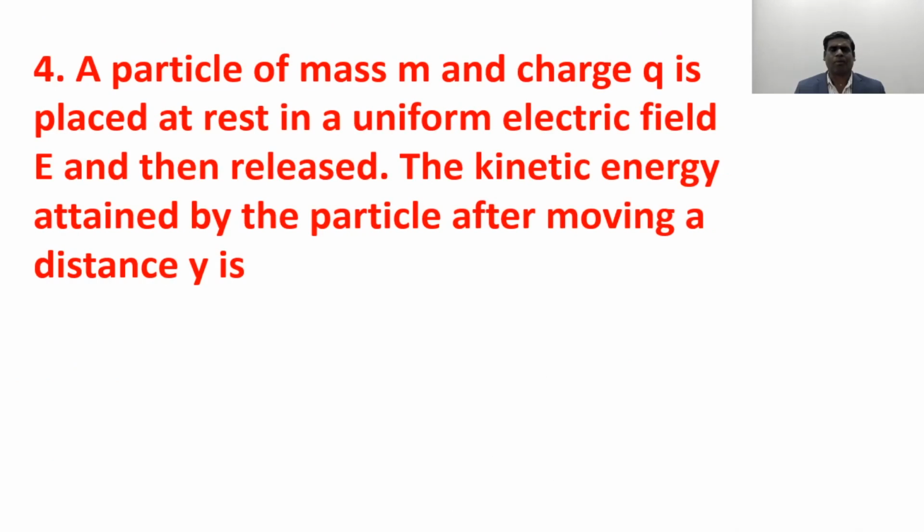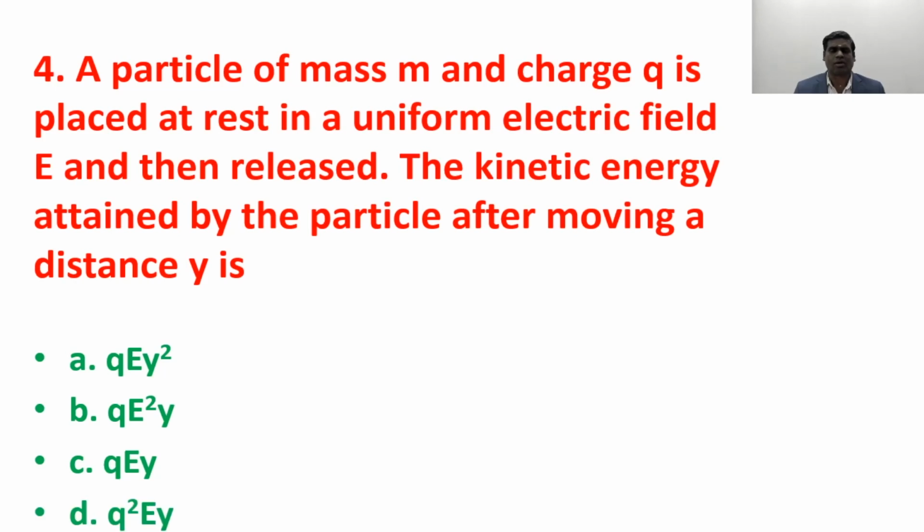Fourth question. A particle of mass m and charge q is placed at rest in a uniform electric field E and then released. The kinetic energy attained by the particle after moving a distance y is dash. Option A, q E y square. Option B, q E square y. Option C, q E y. Last option, q square E y. Here you want to find the kinetic energy in terms of charge q, electric field E and distance y.